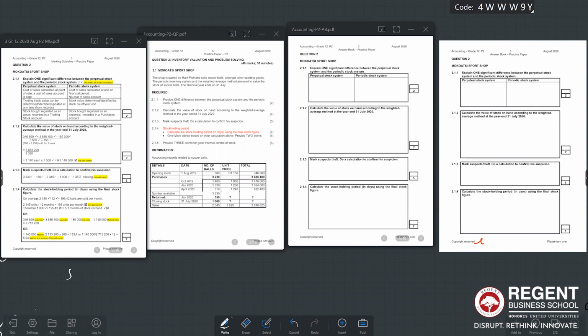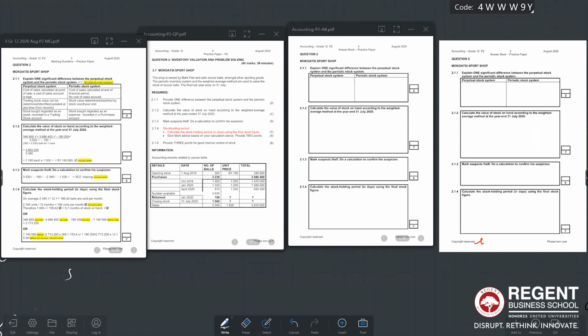How did I get 180,000? I returned 150 soccer balls and the cost price was 1,200, because they told you that you returned from the January purchase. In January, I bought 1,320 and I paid 1,200 rand each. So 150, that's what I returned, times 1,200, and you end up with a figure of 180,000. That's what you put at the top.